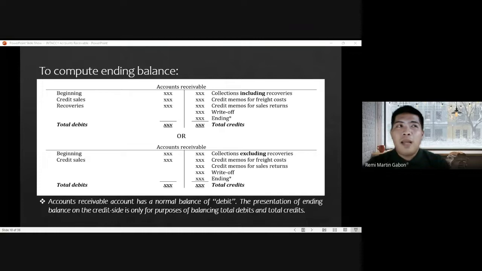Right, the concept that under FOB shipping point, the one who shoulders the shipping cost or the freight cost is the buyer, while under FOB destination, the one who's responsible for the freight cost is the seller. Am I correct? Okay. So I hope you can still remember that.